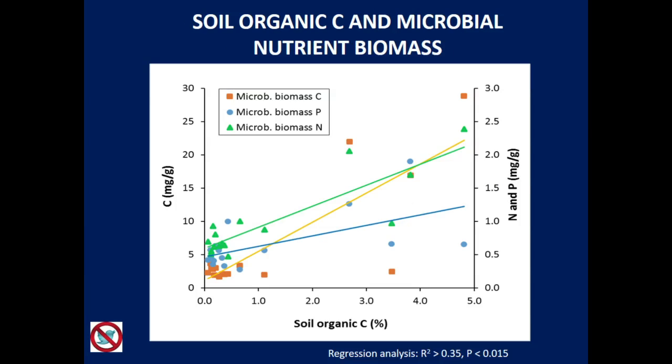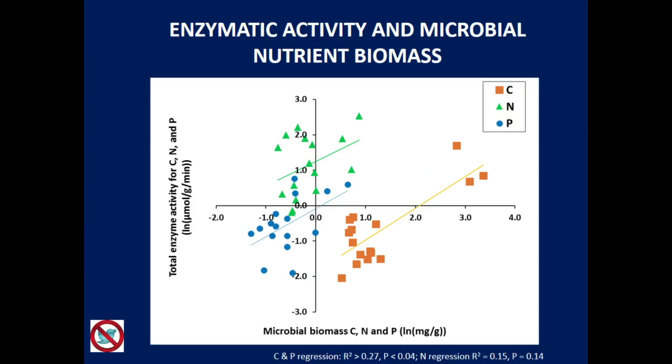Increasing soil organic matter, of course, also causes an increase of the microbial biomass carbon, phosphorus, and nitrogen. We potentially have a higher microbial community. And necessarily, to face this increased need for nutrients, we have in parallel an overall increased total enzyme activity for enzymes targeting carbon, nitrogen, and phosphorus, with increasing microbial biomass carbon, nitrogen, and phosphorus, particularly for carbon- and phosphorus-targeting enzymes.